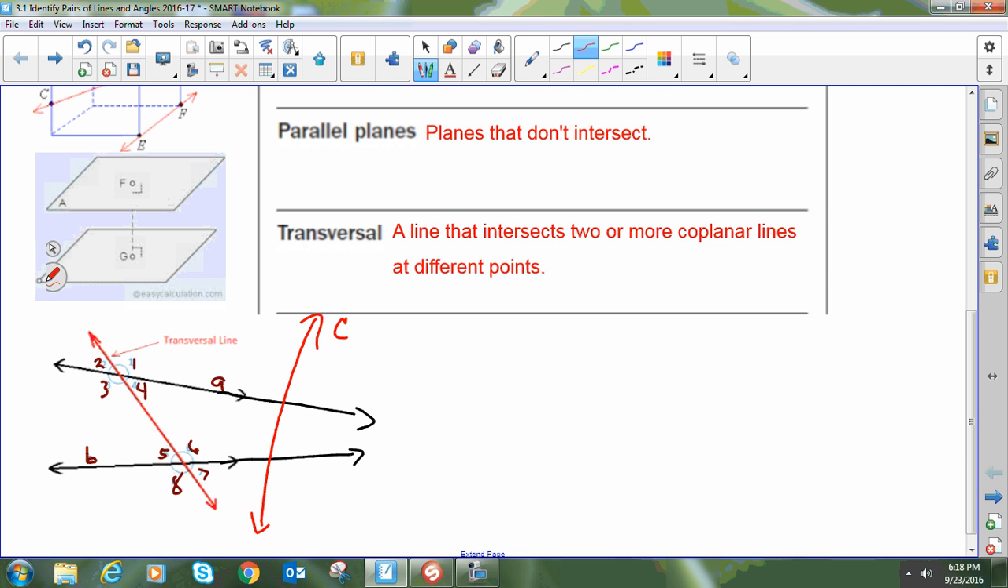All 4 of those lines could be a transversal line to the other 2. So for instance, let's call this one here D. Line D is transversal to lines A and B. Same thing with line C. It is transversal to lines A and B. Now line A is transversal to lines C and D. Same thing with B. It would be transversal to lines C and D. So every line could be considered a transversal line as long as it crosses 2 or more other lines.